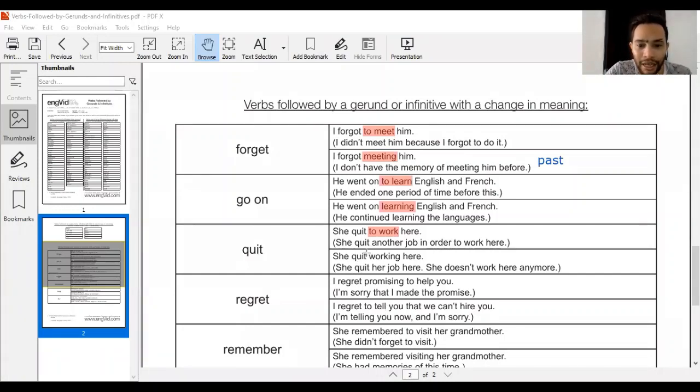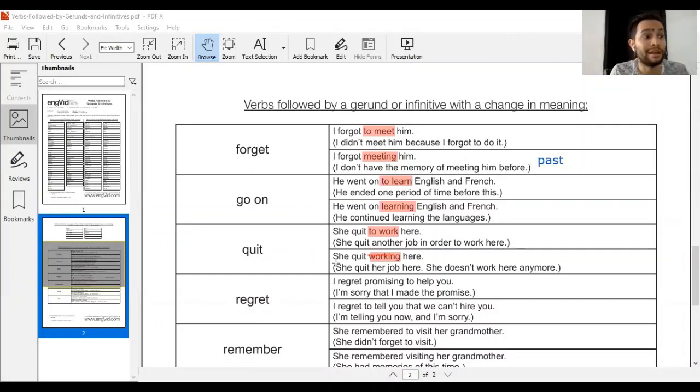But if we have the following example here, she quit working here, it means that she quit her job here and she doesn't work here anymore. What is the difference? Con ing, lo que quiere decir es que ella renunció a su trabajo, right? Aquí, renunció aquí. ¿Para ir a otro lugar? No, simplemente renunció aquí y aquí ya no trabaja más.